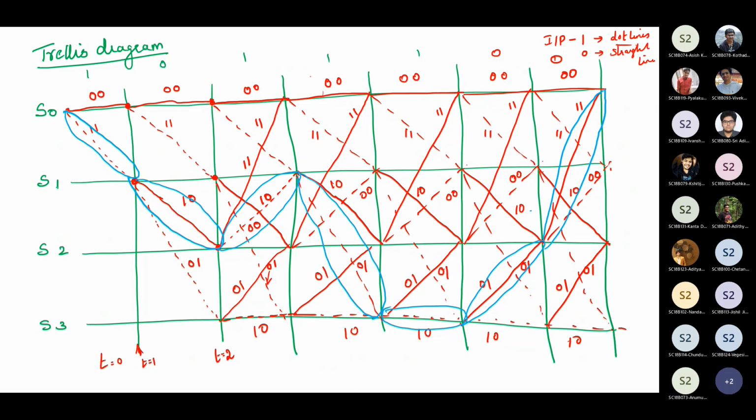Correspondingly, you trace this path, and wherever we put the circle you trace and write the value. So the output value for the first one is 1 1, second one is 1 0. From here to here it is 1 0, from here to here 0 1, from here to here 1 0, from here to here 0 1, and the last one is 1 0.